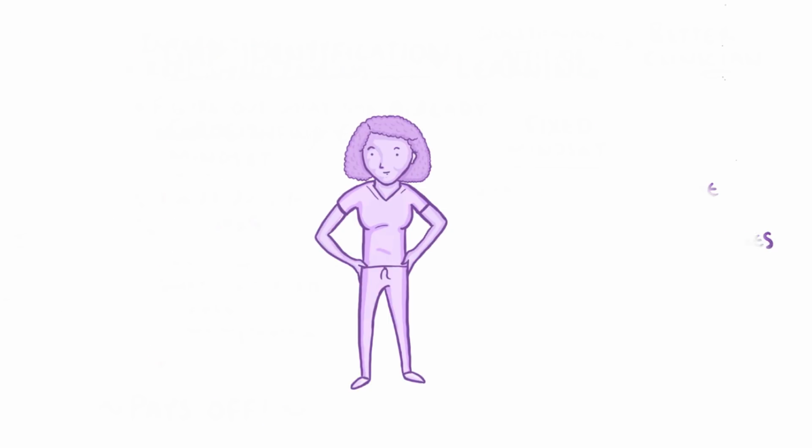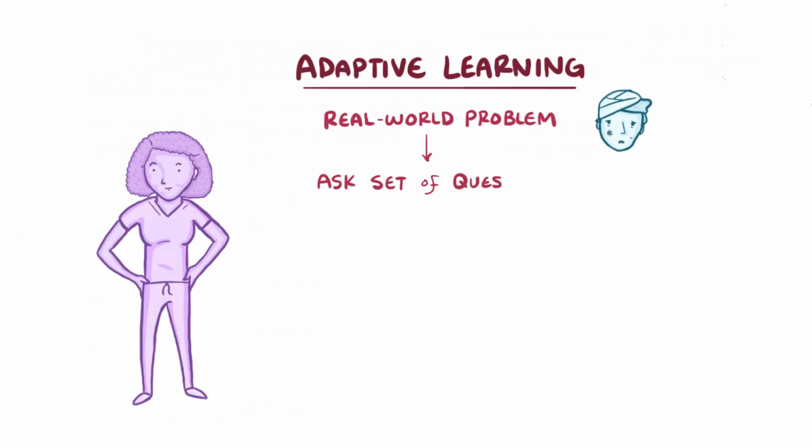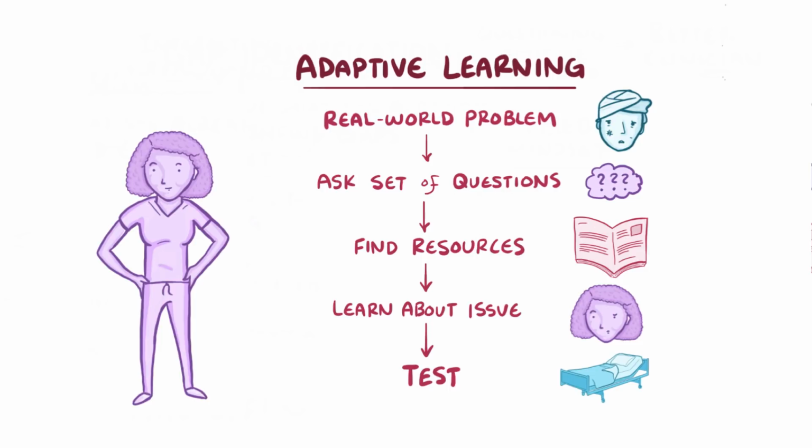Alright, as a quick recap. Adaptive learning is when you start with a real-world problem and then ask a set of questions, prioritize the questions you want to explore, find resources, learn about the issue, and then go back to what you've learned and test to see if it really works. Learning this way takes a growth mindset and grit, but it really pays off.